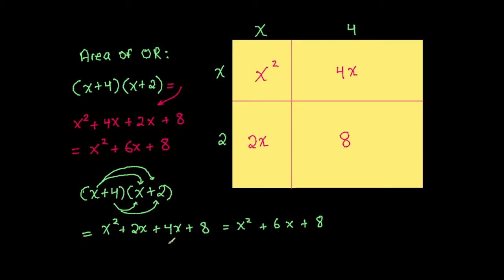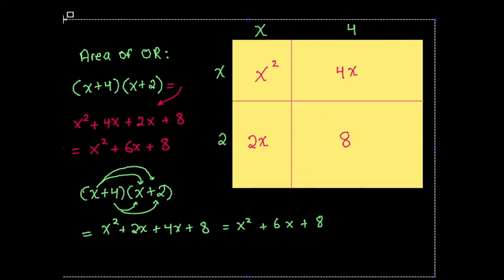So that's all it's telling us. If we're multiplying two expressions, all we have to do is multiply each term in one expression by each term in the other expression, and then add everything up. So hopefully that made sense. And we're going to practice with a quick example here. So I'm going to just remove everything.